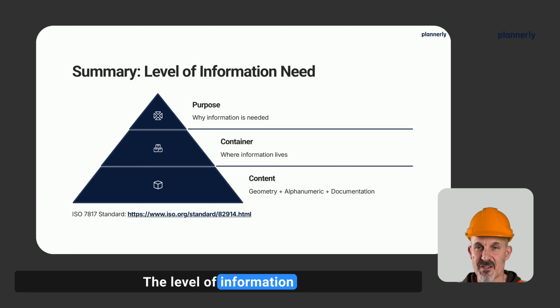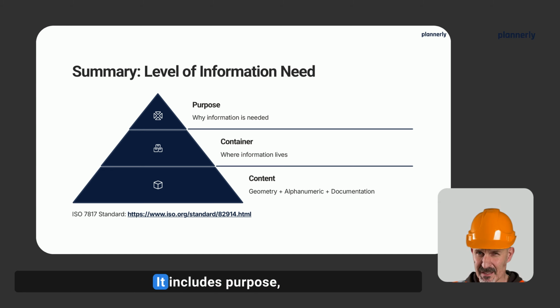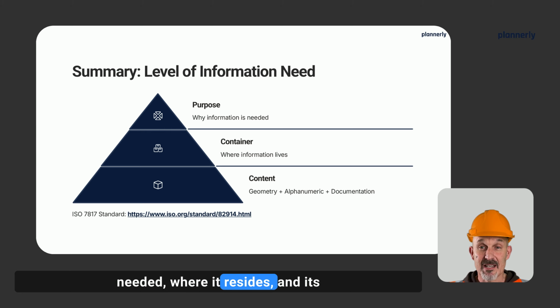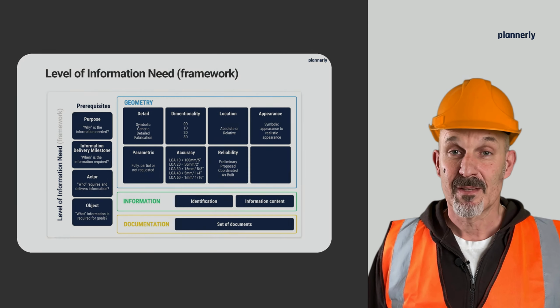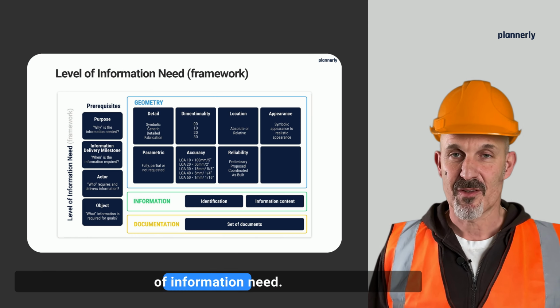The level of information need is summarized here. It includes purpose, container, and content. Understanding why information is needed, where it resides, and its components, geometry, alphanumeric data, and documentation, is essential for effective BIM management. This framework outlines the level of information need.